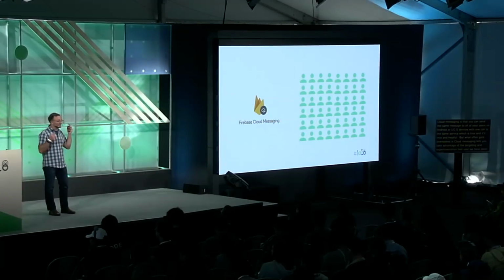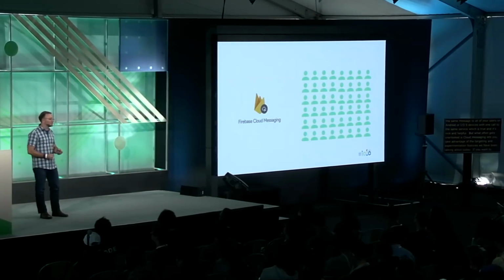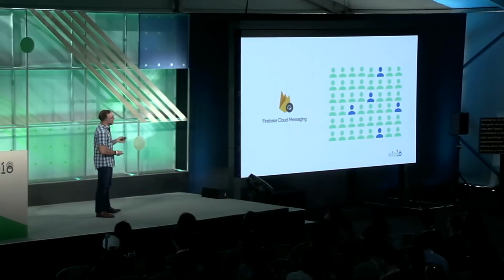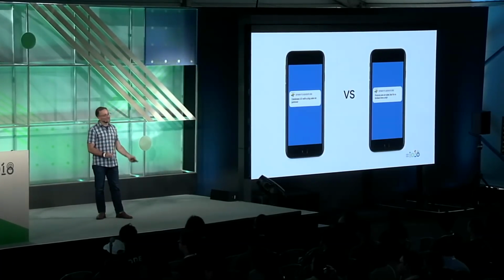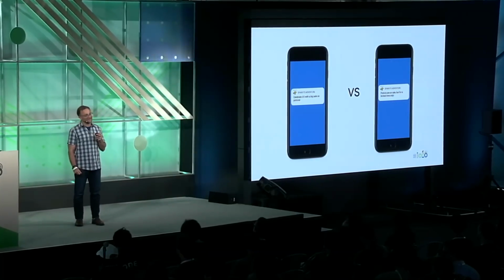So for example, if you want to announce a new sale to your players, you could send it to all of them, or you could send a notification only to those players who Firebase Predictions thinks are about to spend money or are likely to spend money in your app. And if you're not sure which version of your message is going to be most effective, well, guess what? You can A/B test it.